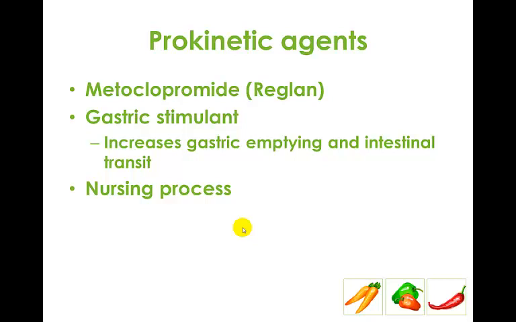Some of the things we want to assess for prior to using metoclopramide is, does the patient have a history of epilepsy? Do they have diabetes, because it can cause hypoglycemia? Do they have symptoms of GI perforation, obstruction, or hemorrhage? Obviously, these would be times when we would not want to increase peristalsis or contraction of the stomach muscle.